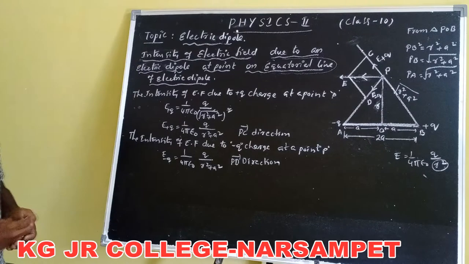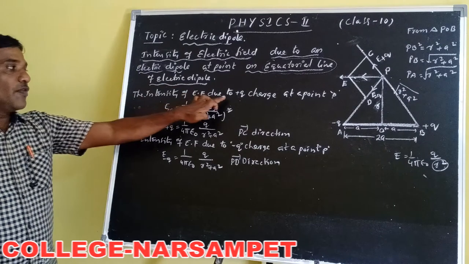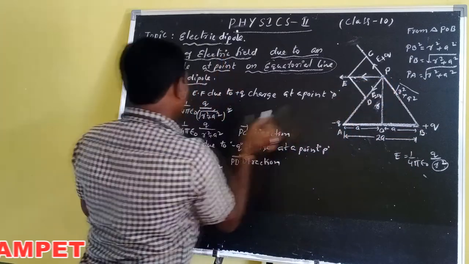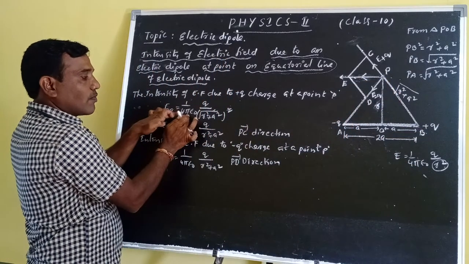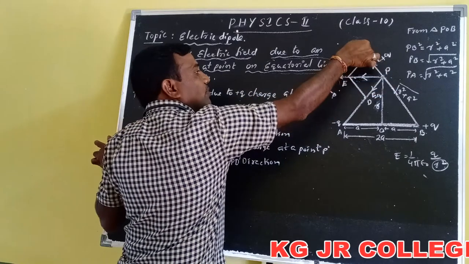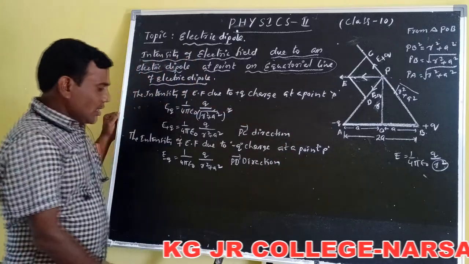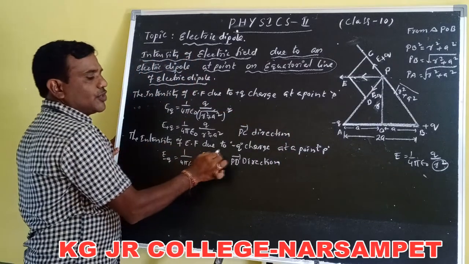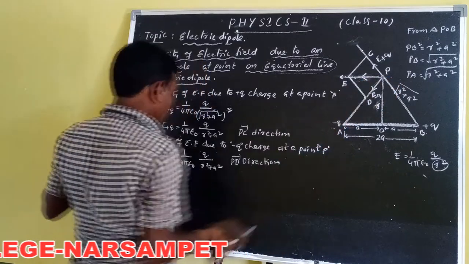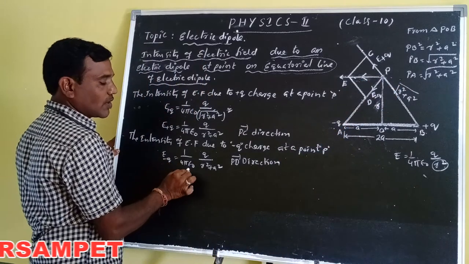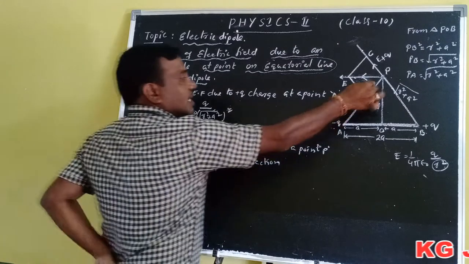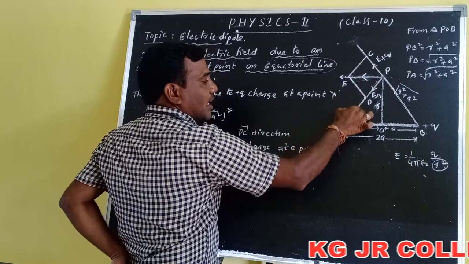Okay, now we find the intensity of electric field due to positive charge at point P. What is the formula? E plus Q is 1 by 4 pi epsilon naught Q by R square plus A square. Which direction? The PC direction. Similarly, the intensity of electric field due to negative charge at a point P. What is the formula? Then E minus Q is equal to 1 by 4 pi epsilon naught Q by R square plus A square. Which direction is here? The PD direction.